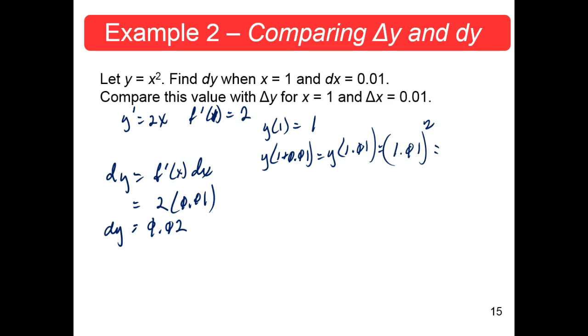And what does that give you? You can use a calculator if you want to. You might be able to do it in your head. 1.01 squared. 1.0201. Is that what you said? Okay.